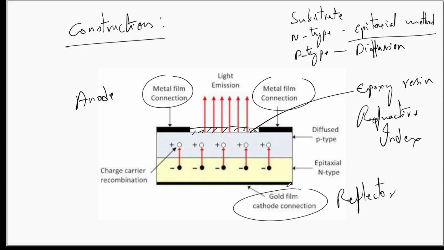A gold film will be there. Over that you have a substrate. Over that we have the N-type material grown using epitaxial method, and above the N-type material a thin layer of the P-type material is grown using the diffusion technique. Over the P-type material we have a metal film which acts as contact for the anode. The metal film will have a circular aperture through which the light is emitted, and the light is emitted perpendicular to the plane of the PN junction. The aperture or the hole is filled with epoxy resin to prevent total internal reflections.